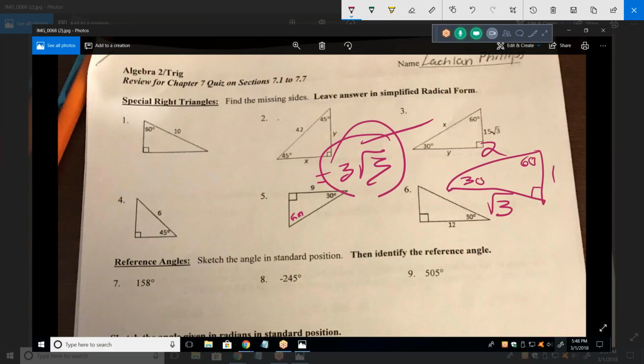So 3 root 3 multiplied by root 3. Hold on. That's not the same side. We're talking about the hypotenuse. That's the hypotenuse. We're going to solve each side, but one step at a time. Let's do the hypotenuse first. So it's the similarity ratio times that hypotenuse from the unit triangle. So this hypotenuse has to be 6 root 3, which is exactly 3 root 3 times 2.